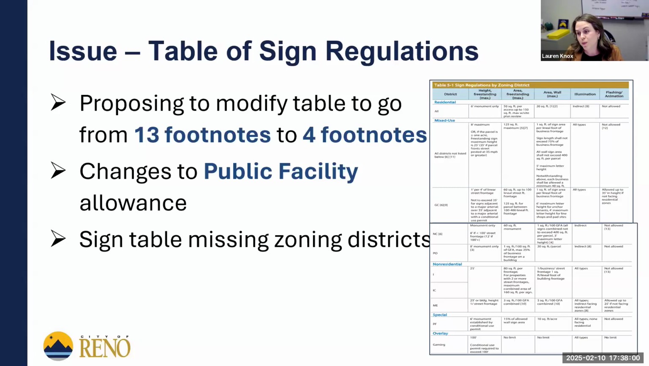Our table was also missing some zoning districts, so there were no regulations associated for certain districts. For example, our parks, greenways, and open space, or our unincorporated transitions. That's really a residential type district, but they were just missing from the table here.